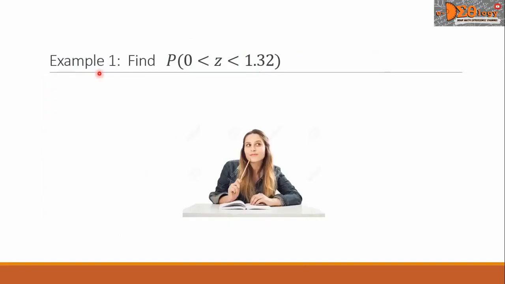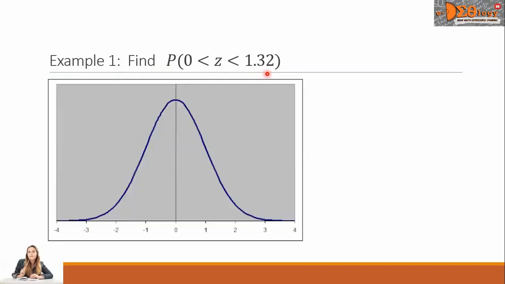Let us see this example. Find the probability that Z is between 0 and 1.32. Let us draw the curve, and let us identify the endpoints of the Z value, and this is from 0 up to 1.32. We can see that this is a positive value, so we placed it on the right side of 0 or of the mean. And let us shade the required area, so here we go.